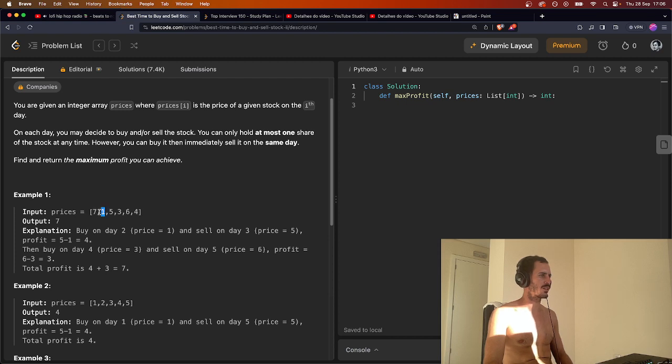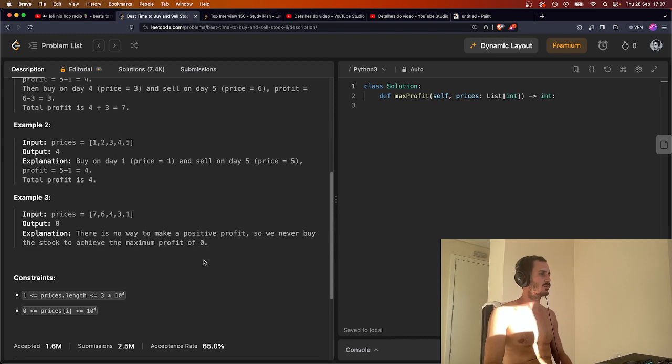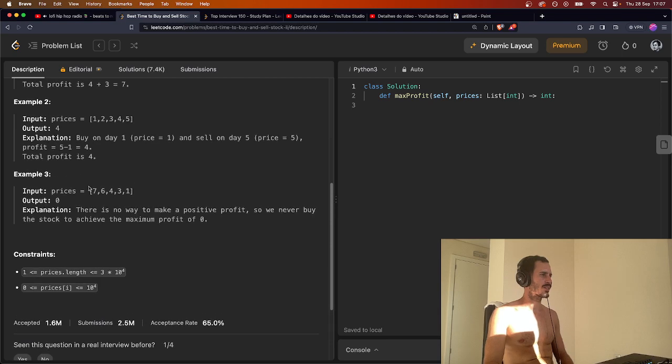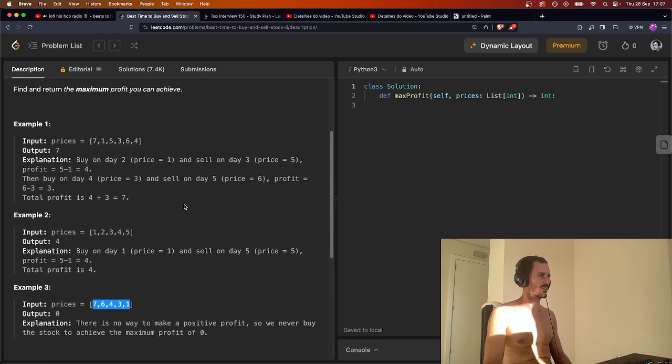First day, second day, sell it on day 3, and I get 4, and then I can buy it next, and I can sell it on the next day, and that's it. So total profit is 4 plus 3, which is 7. Okay, cool. And in this case, it only goes down, so no profit.